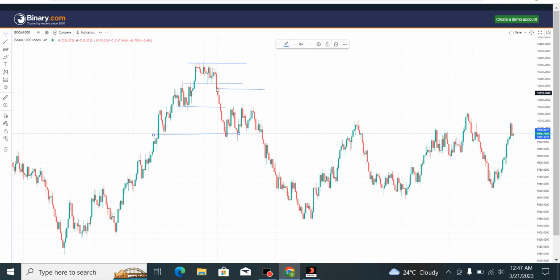so that it can start selling. But it broke out the support below and it started selling, and of course we came in on the second candle, and we started selling. We had our first take profit somewhere here.